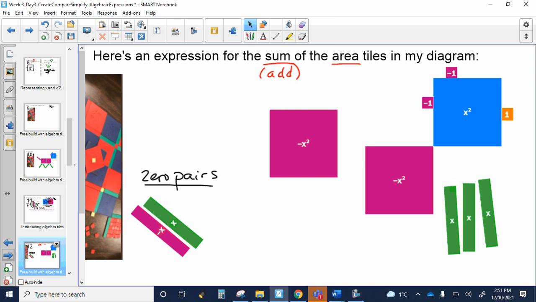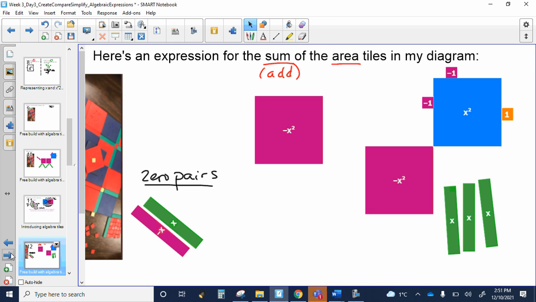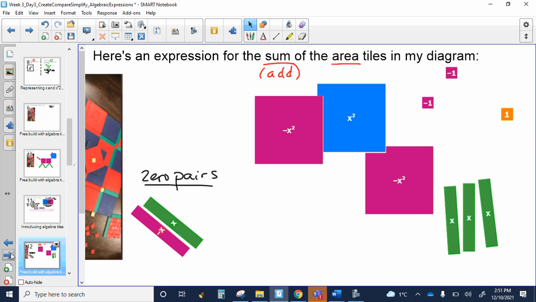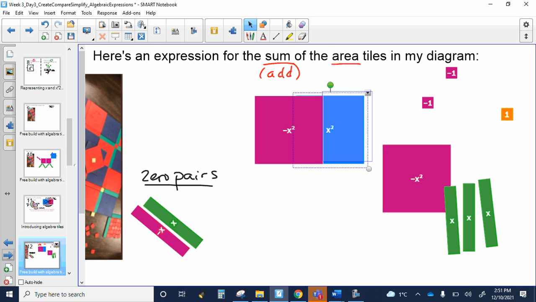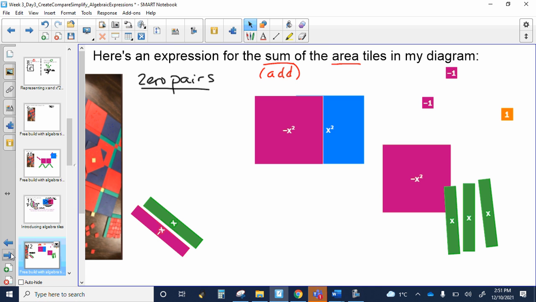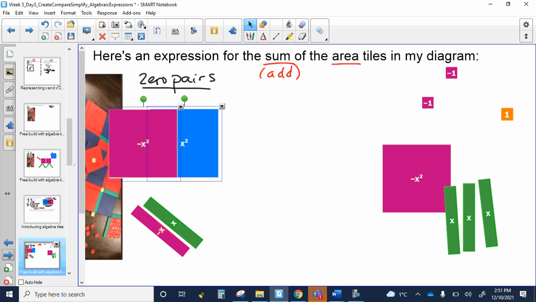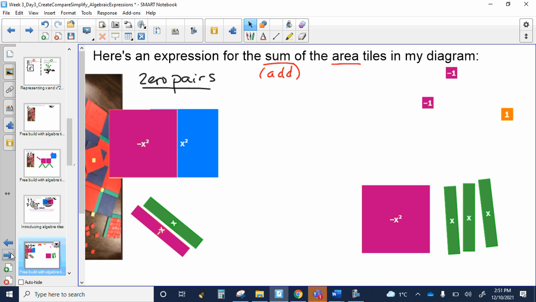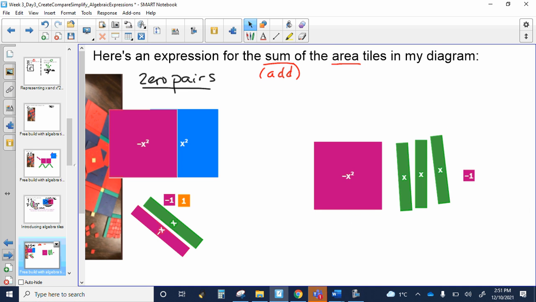Now the negative x squared does have an inverse, that is an additive inverse. Its opposite is right here. So there's a zero pair. So let's bring that over here. Okay, put that in the trash. There are no other positive x squared tiles, so that stays. And yeah, you've guessed it, the 1 and the negative 1. There's another zero pair, so we'll get rid of that. And we're left with a negative 1, or a negative unit tile. So I now have all of these tiles.